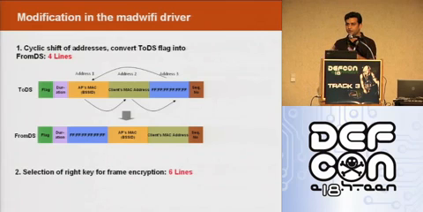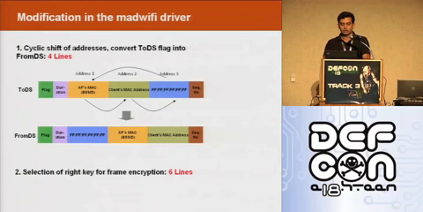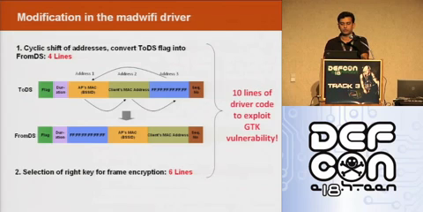And then you need to select the right key to encrypt that packet, because the client always uses unicast data traffic, so it always uses the unicast key. So 6 lines of code were added to choose the right key. So it's just about selection, in which data structure what kind of key is stored, right? So in just 10 lines of code, it was possible to exploit the GTK vulnerability.